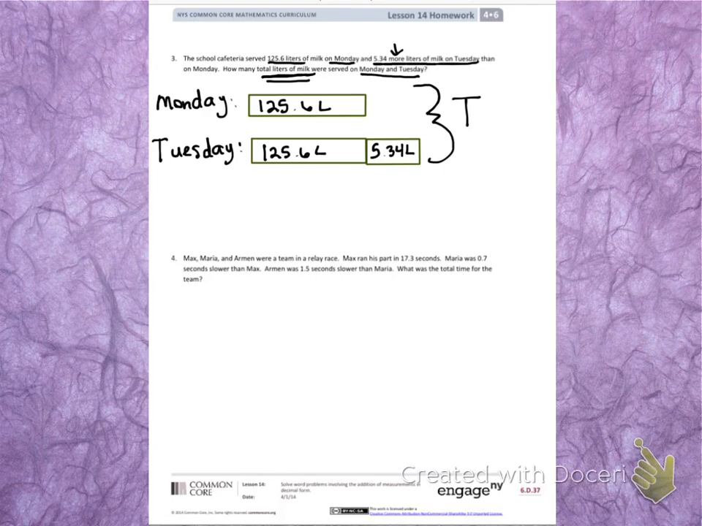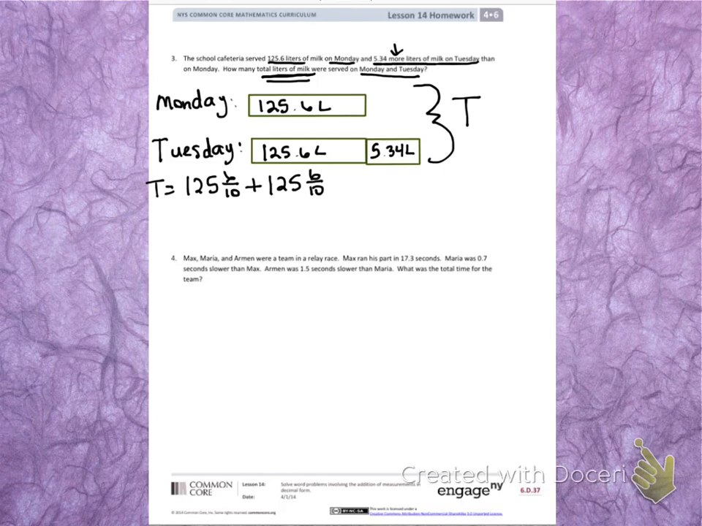So I need to add 125 6/10, 125 6/10, and 5 3/4 all together. I think I'm going to do this with fractions. So all together, T, my total, is going to equal 125 6/10 added with 125 6/10. I'm going to start there and add those two, and then I'll come back and add on the 5 3/4.